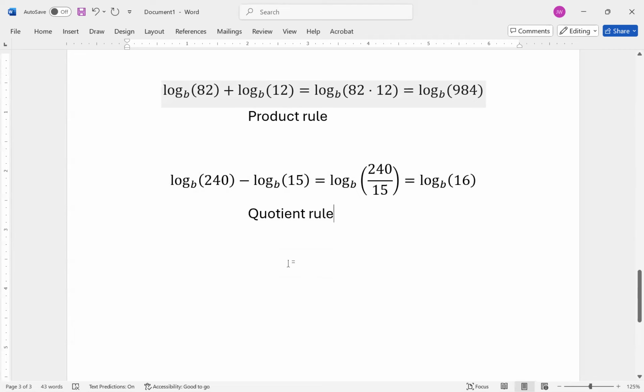Now we may think, why would we ever want to rewrite two logs into one? Well, it turns out that that's important with solving equations involving logarithms. So we're going to solve equations with logarithms in them. If we have multiple logarithms, we're going to have to combine them into a single expression. At least sometimes we will. So this is an important thing to know if we want to solve logarithm equations.